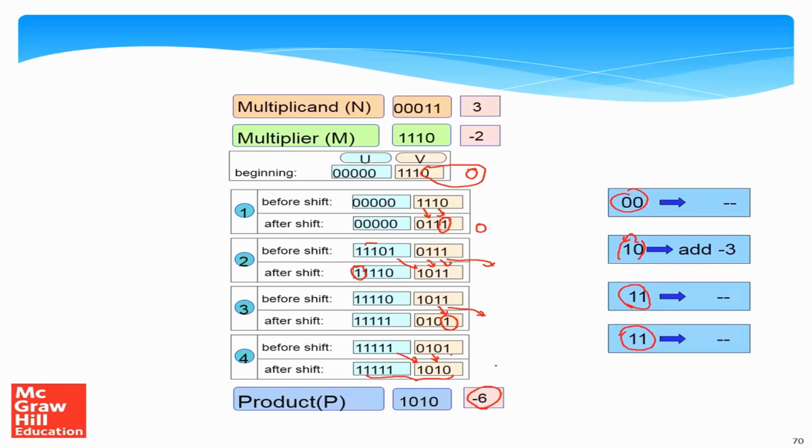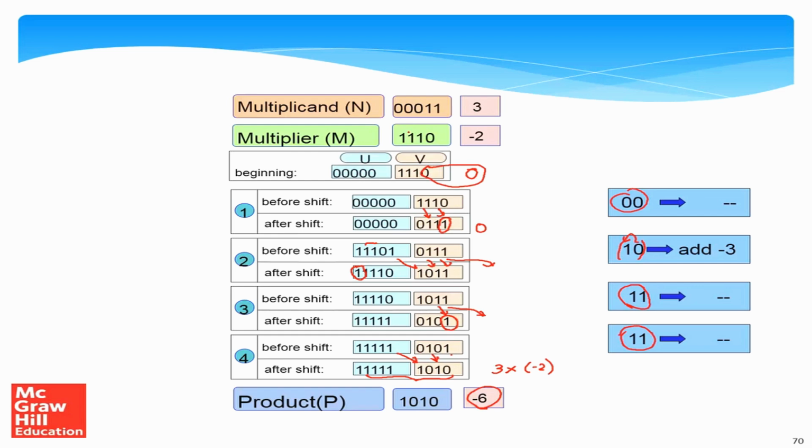Is minus 6 the correct answer that we expect? Of course, this is what we expect. 3 times minus 2 is minus 6. But let me tell you the advantage of using the Booth multiplier. Had it been an iterative multiplier, we would have performed 2 additions here and 1 subtraction. If addition and subtraction take more or less the same amount of work, essentially we would have performed the work of 3 additions because there are 3 ones.